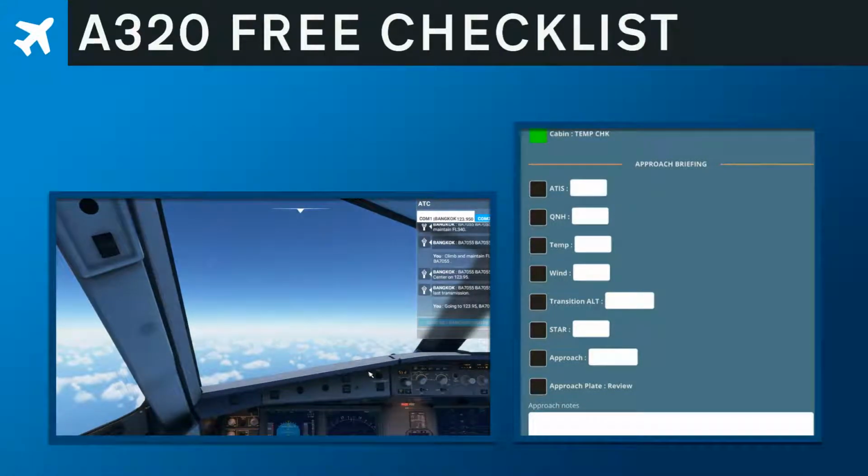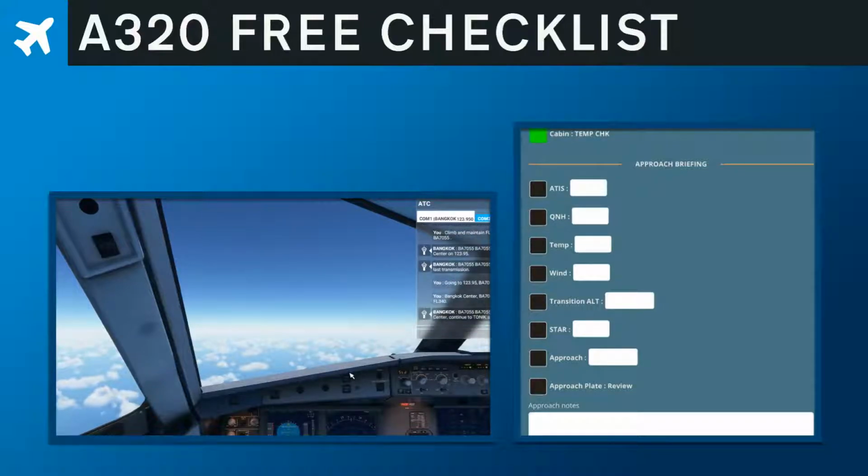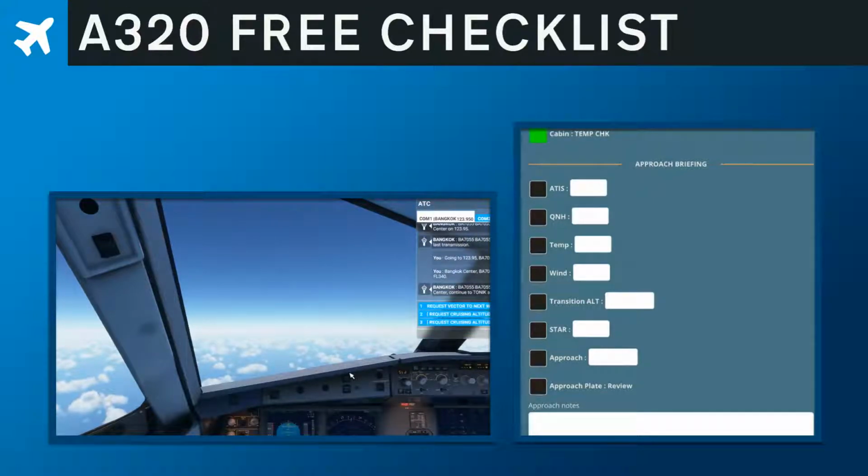Contact Bangkok Centre. Didn't do that. Bangkok Center BA 7055 Bravo Alpha 7055 flight level 340. BA 7055 Bravo Alpha 7055 Bangkok Center. Continue to take as planned. So we acknowledge that. Oh, we don't have to actually. So that's good. All is going well.